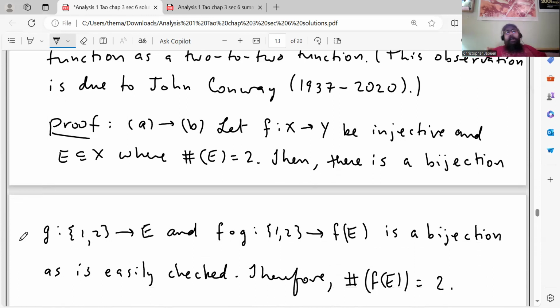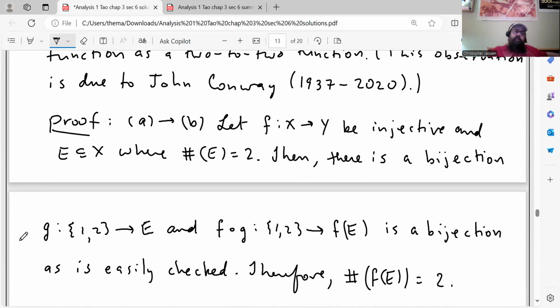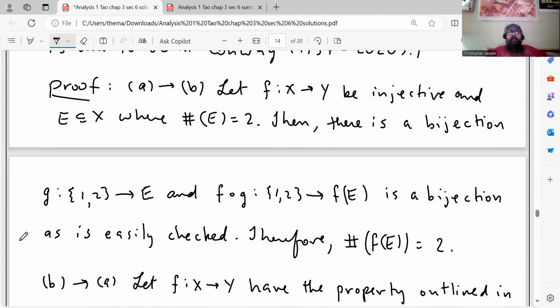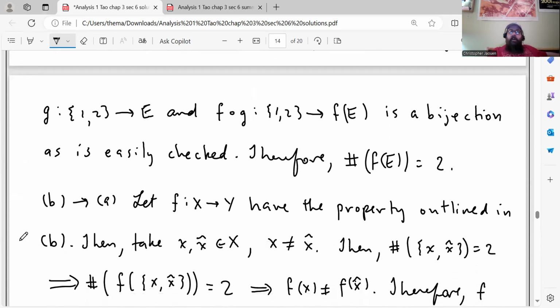So first I show that A implies B. Let f from X to Y be injective and E a subset of X, where the cardinality of E is 2. Then there's a bijection g from the set 1, 2 to E, and f composed with g is a function from the set 1, 2 to the forward image of E under f. It's a bijection, as is easily checked. I didn't do it here again. It's just show it's injective and surjective. It's easy to do. Therefore, the cardinality of f of E is equal to 2, and that shows that A implies B.